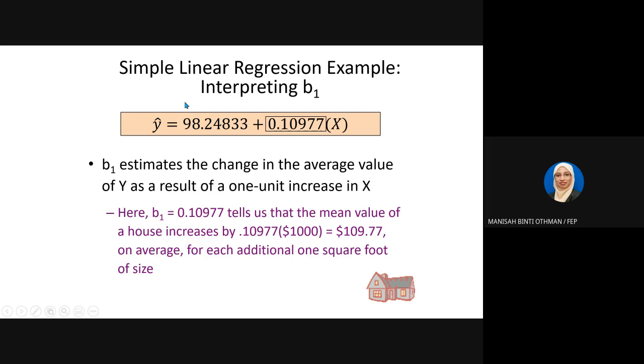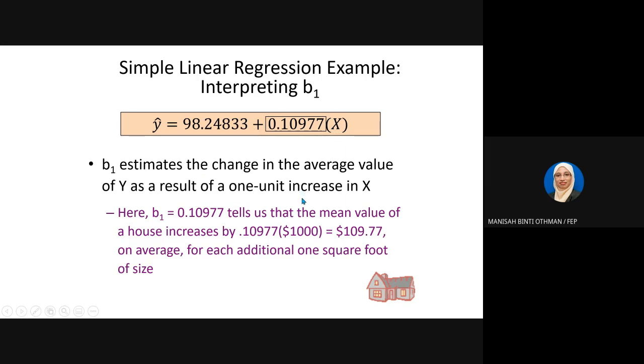Then for B1, the slope here estimates the change in the average value of Y as a result of a 1 unit increase in X. So when you increase your house size by 1 square foot, the house price will increase by about 110, 0.77, so about 110. That's how you interpret the slope here.